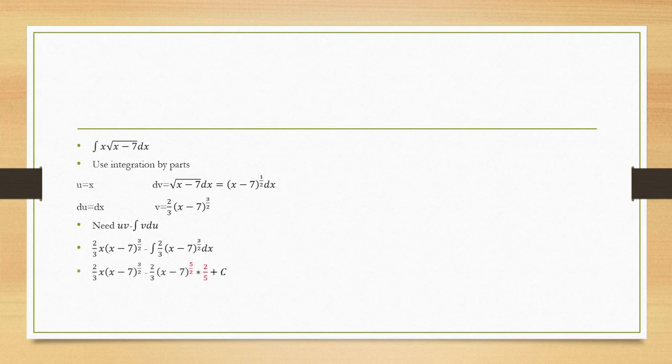So for the integral, I'm going to add 1 to the exponent. So 3/2 plus 1 is 5/2, and I'm going to divide by 5/2. Dividing by 5/2 is the same thing as multiplying by 2/5.